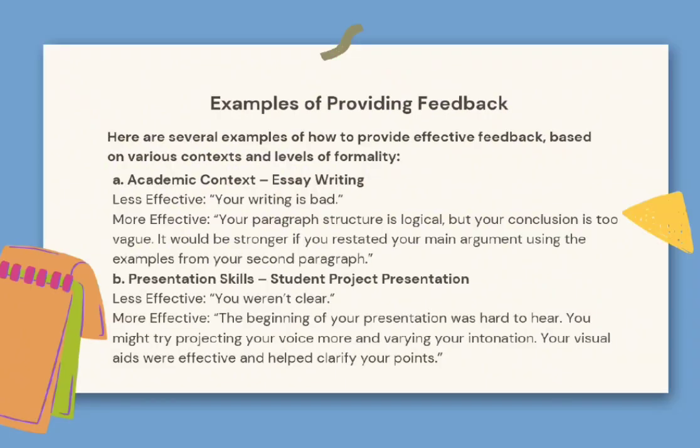And then the examples of providing feedback. Here are several examples of how to provide effective feedback based on various contexts and levels of formality. Academic context, essay writing. Less effective: your writing is bad. More effective: your paragraph structure is logical, but your conclusion is too vague. It will be stronger if you restate your main argument using the example from your second paragraph.